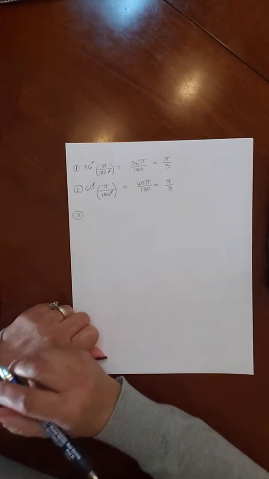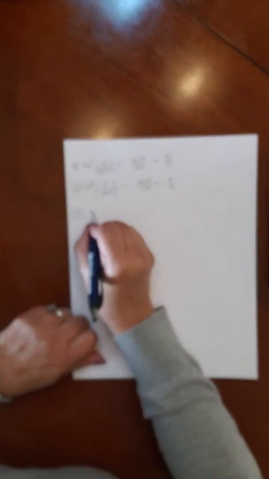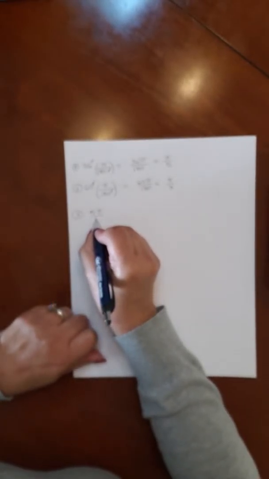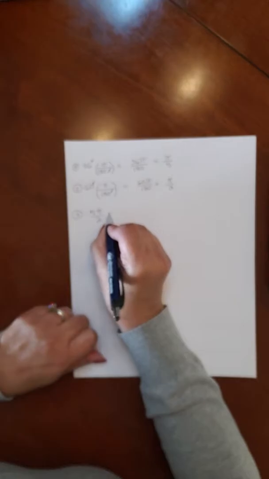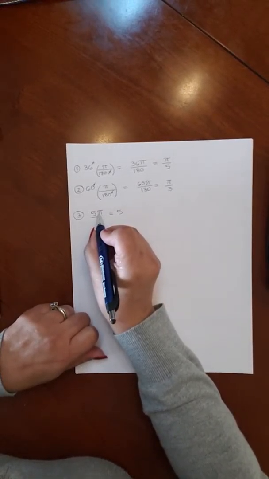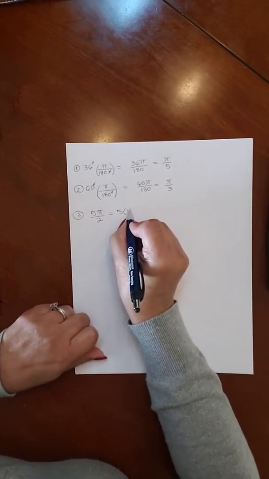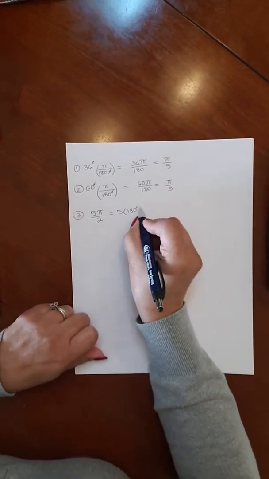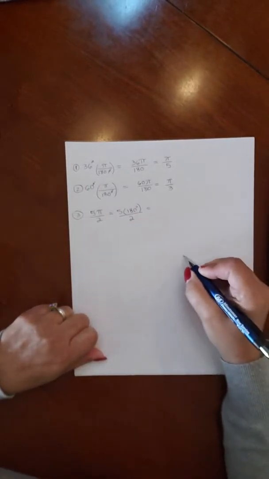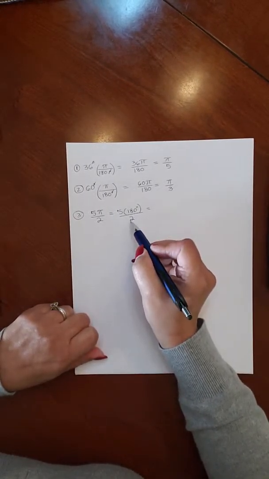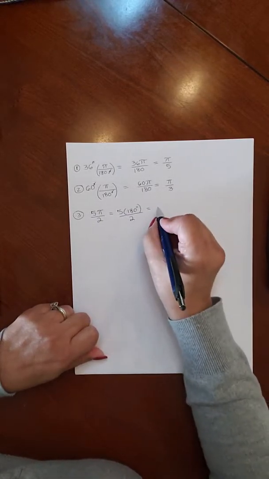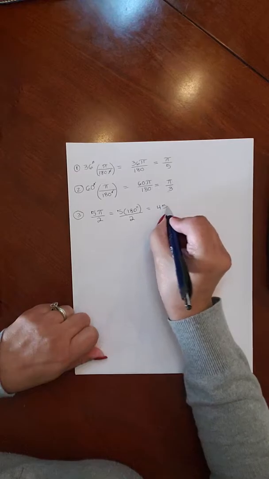Problem number 3, you're going the other way. This time it's in radians, and you are going to go into degrees. So they give you 5 pi over 2, and you can get this one done just by plugging in 180 for pi. Since they are equivalent, you can substitute one for the other. And again, you could put this in your calculator or do it by hand. 180 divided by 2 is 90. 90 times 5, 450.